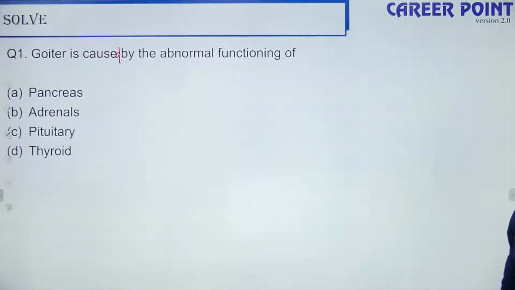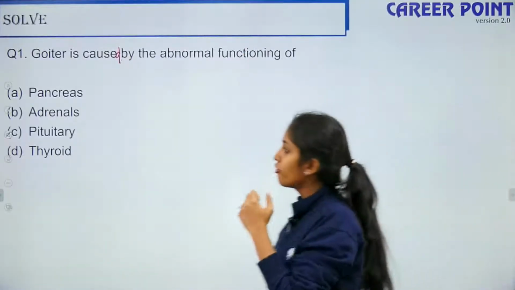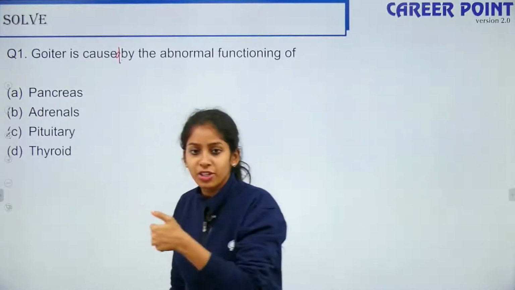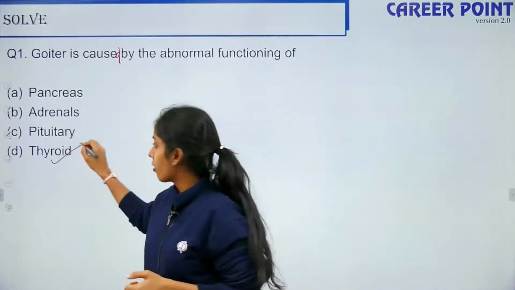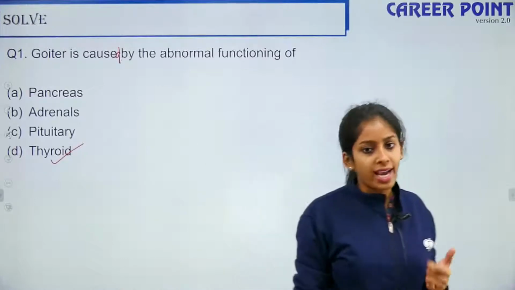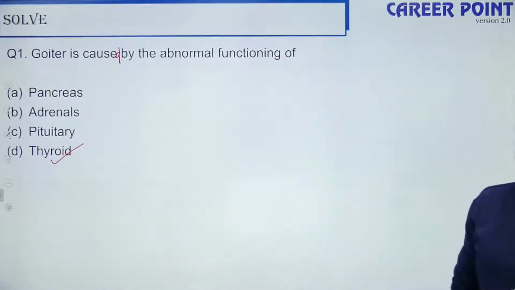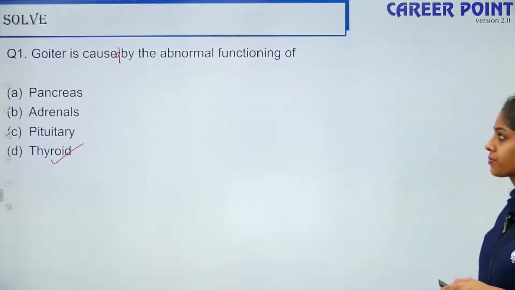So goiter is caused by the abnormal functioning of pancreas, adrenals, pituitary, thyroid. So thyroid. Yes, Antonia B, you're perfectly right. Okay, others got it? So shall we move forward?